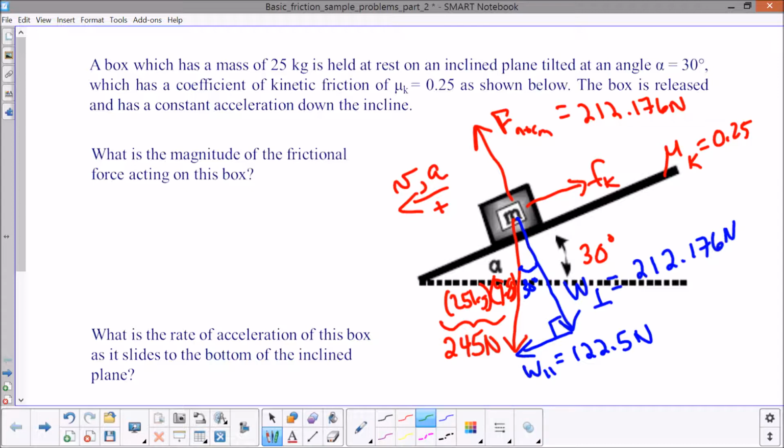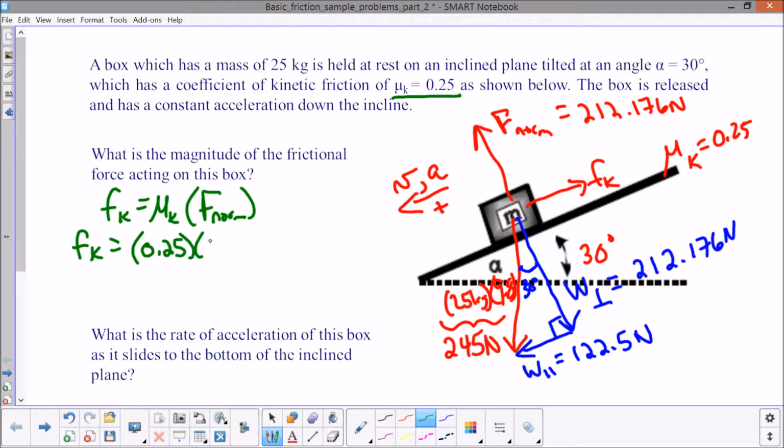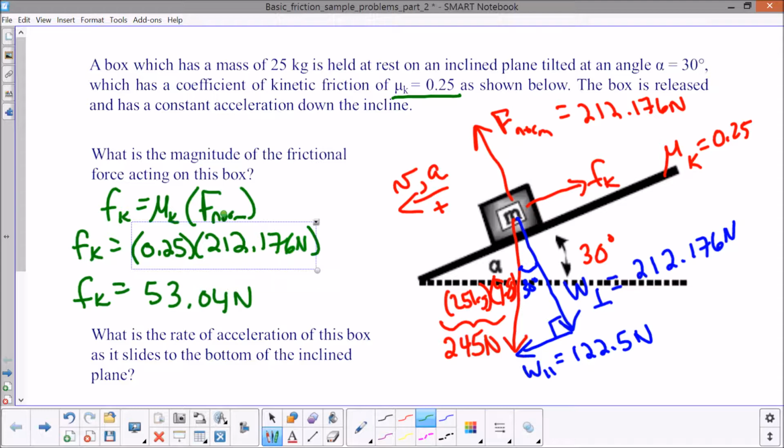The first part asks us to find the magnitude of the frictional force acting on this box. The force of kinetic friction equals the coefficient of kinetic friction times the normal force, which means that the force of kinetic friction is this coefficient of kinetic friction, 0.25, times the normal force of 212.176 newtons. And so the force of kinetic friction is 53.04 newtons.